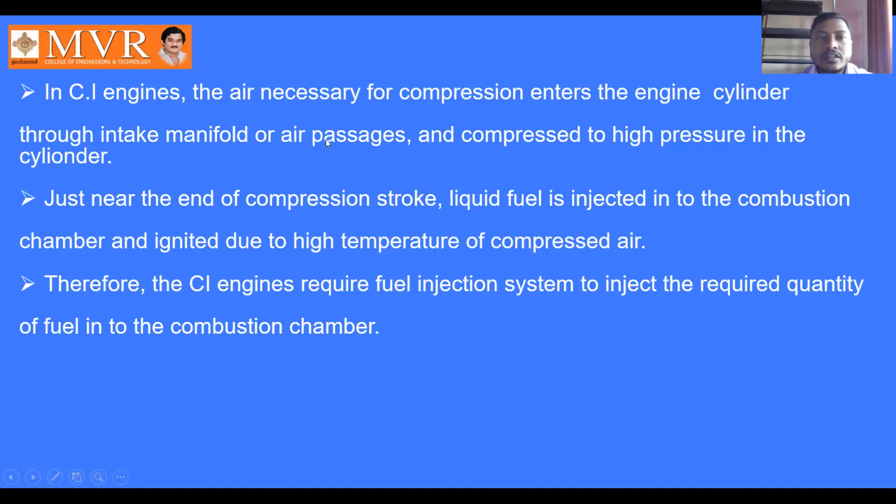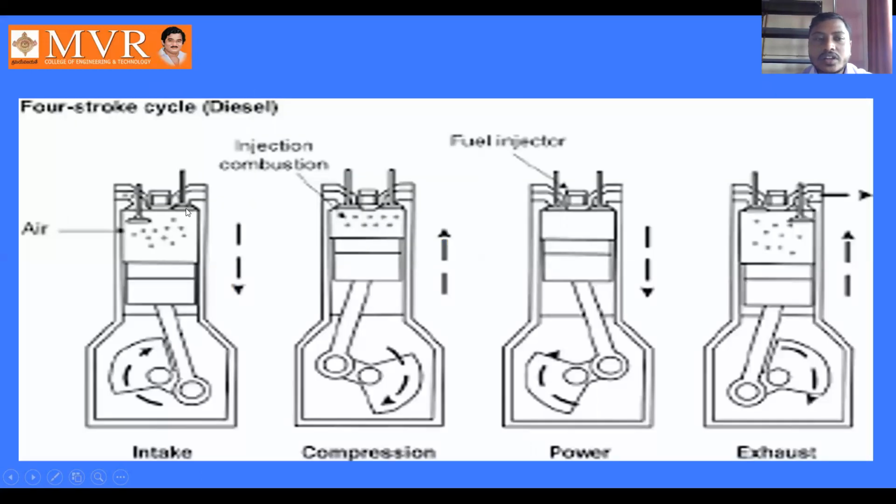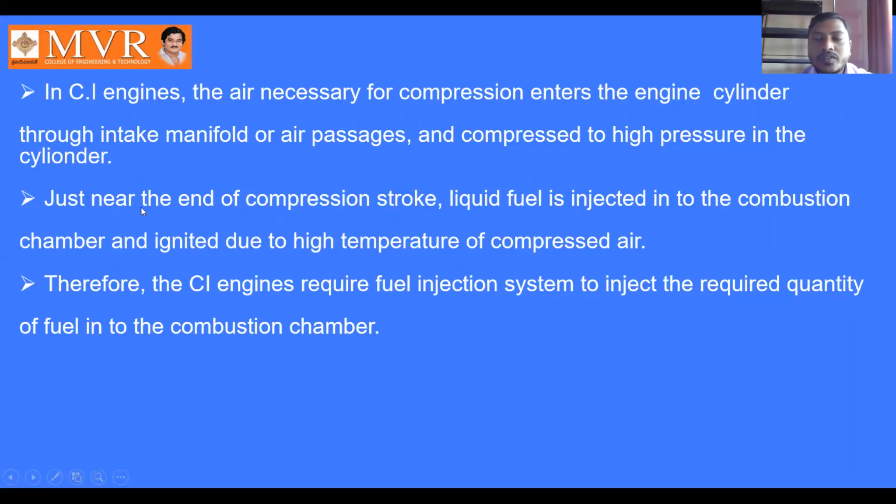See here, in a CI engine, the air enters the engine cylinder, which I have shown you in the diagram, through the intake manifold or air passages and is compressed to high pressure in the cylinder. We can observe how the air enters the cylinder and how it is compressed. Just near the end of the compression stroke, liquid fuel is injected into the combustion chamber and ignited due to the high temperature of the compressed air.